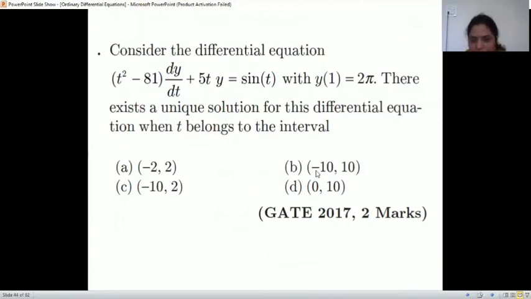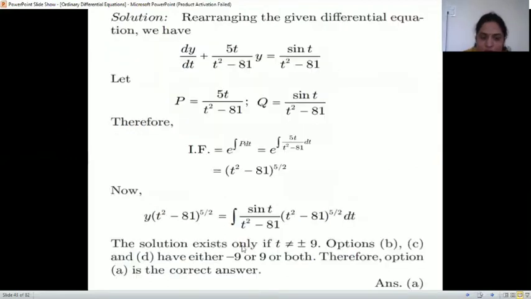If we check the second interval, there is minus 9 and plus 9 also. So this interval is not there. If we check this interval, 9 is there. So this is also not there. If we check this, minus 9 is there. This is also not there. And if we check this interval, neither 9 nor minus 9 is in the interval, right? So the only interval is minus 2 to 2, where t is not equal to minus 9 or 9, right? So the correct answer is A.